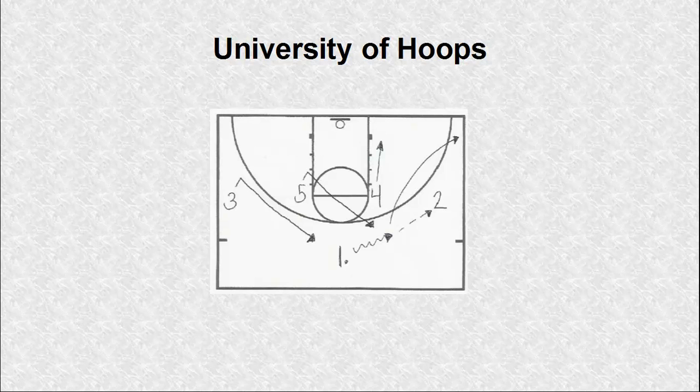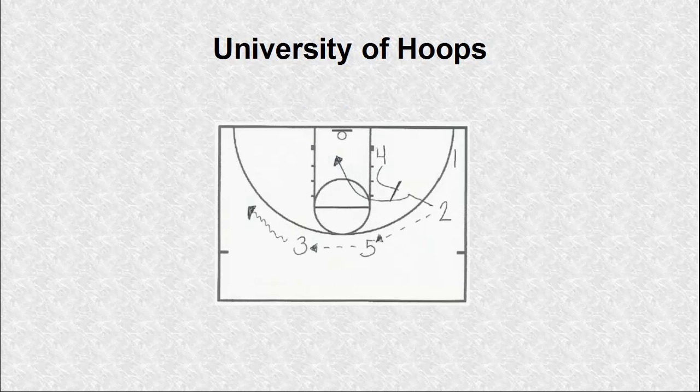As 2 catches the ball, 4 is diving down to the ball side block, and 5 is going to set his man up and V-cut to get open at the top of the key on the right side. And 3 is also going to set his man up, and he's going to get himself in a position at the top of the key, but on the left side.